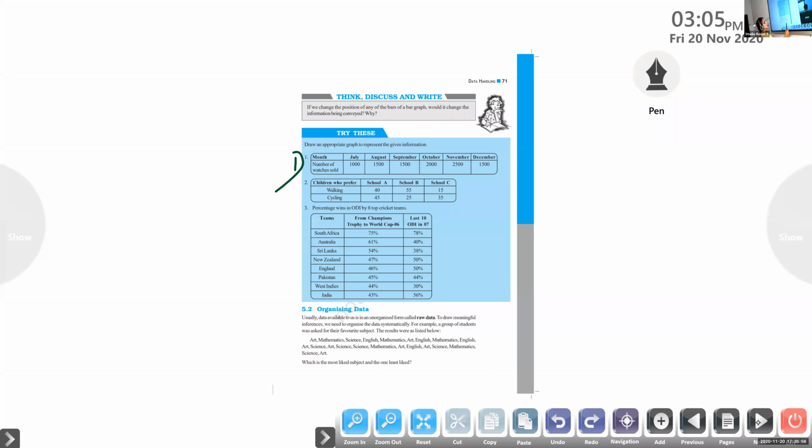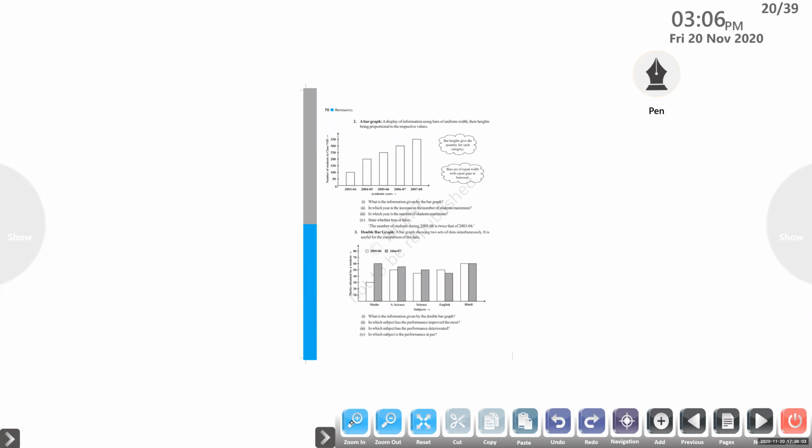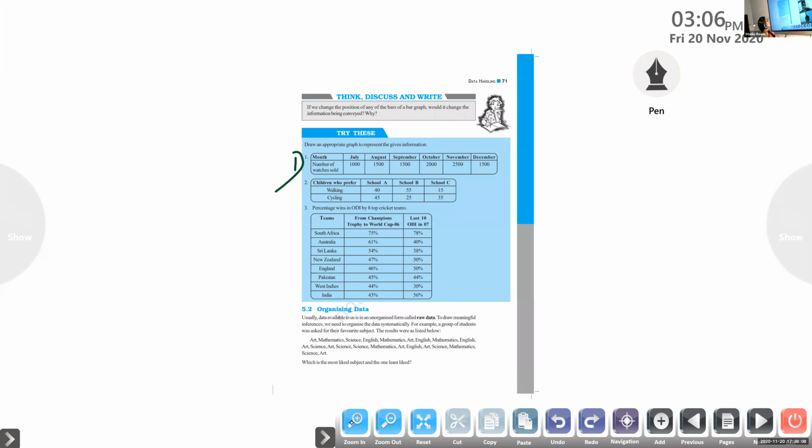Which one we can use? We have studied bar graph and double bar graph. Yes, in the given data, we are dealing with only a single data, that is number of watches sold out. For double bar graph, we are dealing with two items or two different times' details. Here we are dealing with a single item.